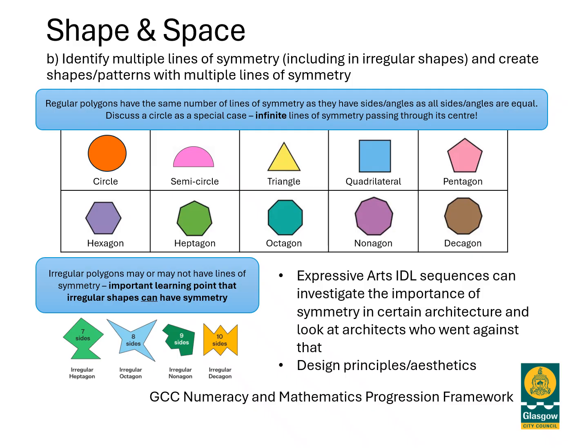And actually within symmetry, we've talked about regular shapes having the same number of lines of symmetry as their sides and corners. But it's important to point out that irregular polygons may also have lines of symmetry. They may not, but if we look at the 10-sided irregular decagon there, that looks like it probably has a line of symmetry vertically down the middle through the right angle that's in it, and equally across horizontally. But it isn't necessarily the case, depends on the shape.